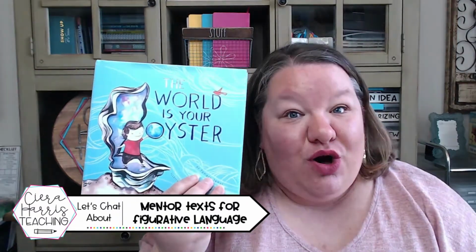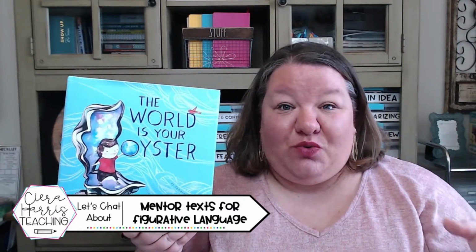Today we're going to be talking about mentor text that you can use to teach figurative language. All right, let's do this one first. This one is so cute, and I mean absolutely cute. It's called The World is Your Oyster. This book can be read in 3 minutes flat.